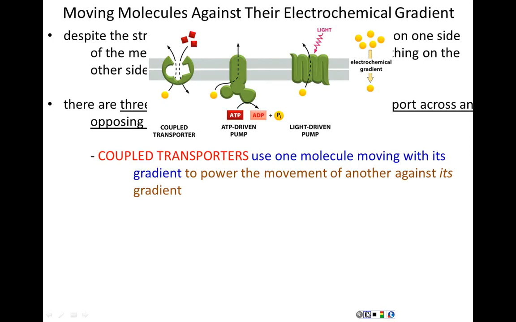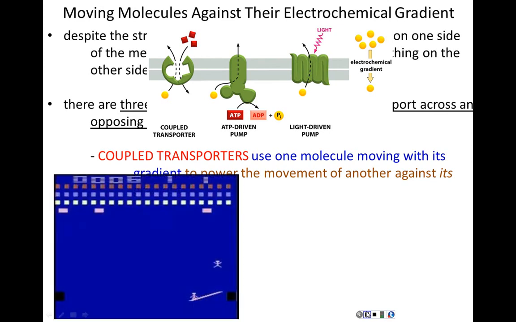First are coupled transporters. Now, keep in mind, all of these require energy, so we're talking about active transport, moving a molecule against a gradient that encompasses both its concentration gradient and its ionic gradient. We're moving molecules where they don't want to go. That's active transport. It needs energy. So the first way we do this is called coupled transporters. For coupled transporters, we actually use one molecule that's following its gradient to power the movement of another against its gradient. What do we really mean by that?